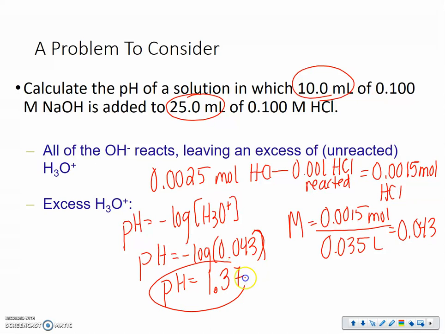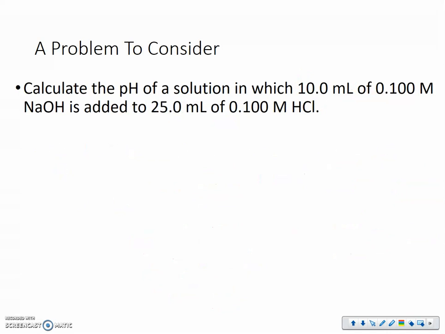So that makes sense because we added an acid to a base. All of the base was used up in a reaction. There was extra acid left over, so we expect our pH to be in the acidic range.